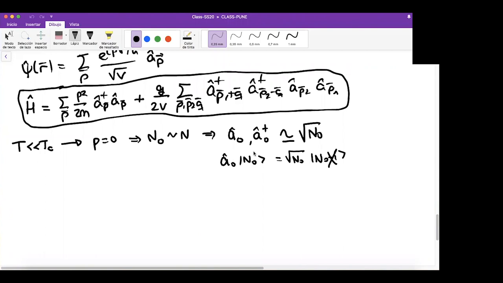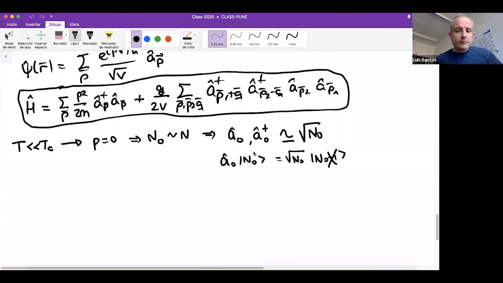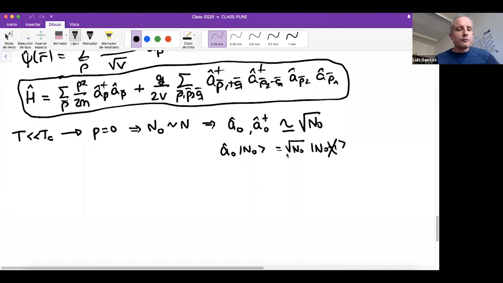The other states have a number of particles of the order of one, much smaller than the total number of particles. There is just one mode, which is singular, which is macroscopically populated. The other modes are not macroscopically populated. Okay, so A0, meaning A of p equal to 0, is the one which is macroscopically populated.